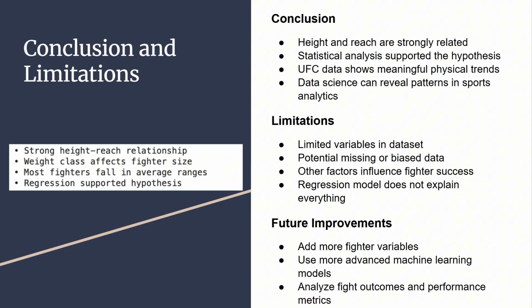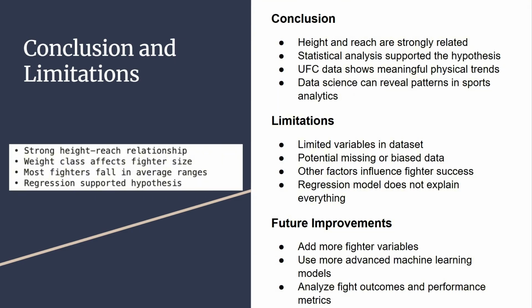Finally is my conclusion and limitations. I came to the conclusion that height and reach are strongly related within the UFC fighters in the data set that I chose. Throughout this project, I applied several data science techniques, including data cleaning, exploratory analysis, visualizations, correlation analysis, and linear regression. The descriptive statistics and visualizations helped identify important patterns, while the statistical methods provided evidence that the relationship between height and reach was statistically significant.